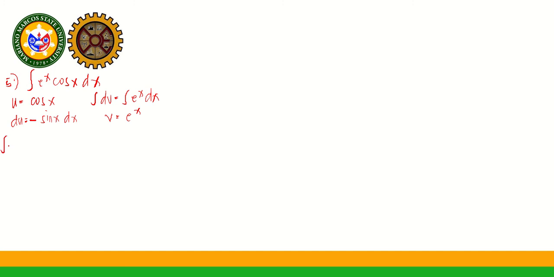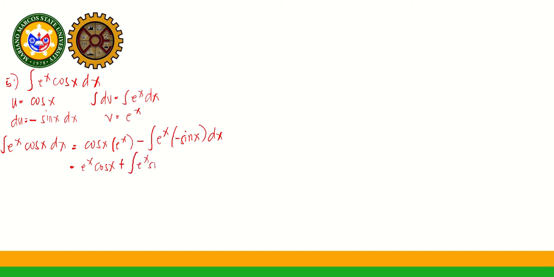So the integral of e raised to x cosine x dx is equal to u, that is cosine x, times e raised to x minus the integral of v, and then du, negative sine x dx. Okay? So, simplifying, we have e raised to x cosine x. Ilabas na lang natin si negative, so that will be plus the integral of e raised to x sine x dx. Okay? So, apply ulit natin si IBP.